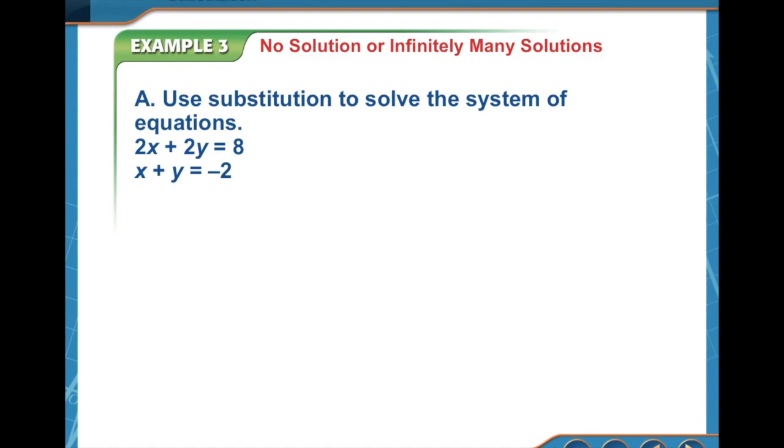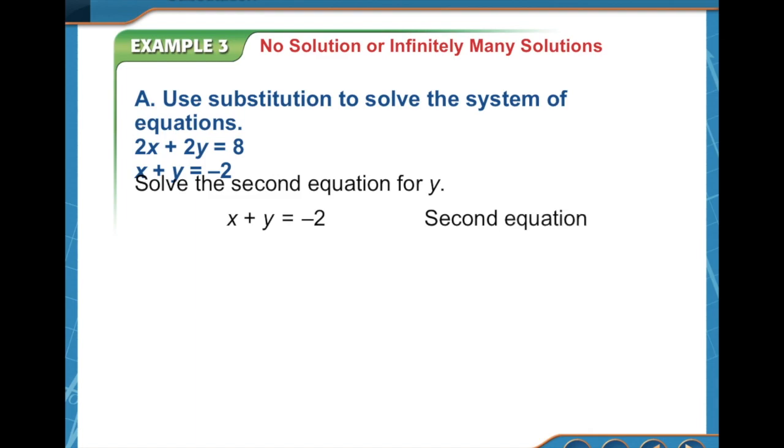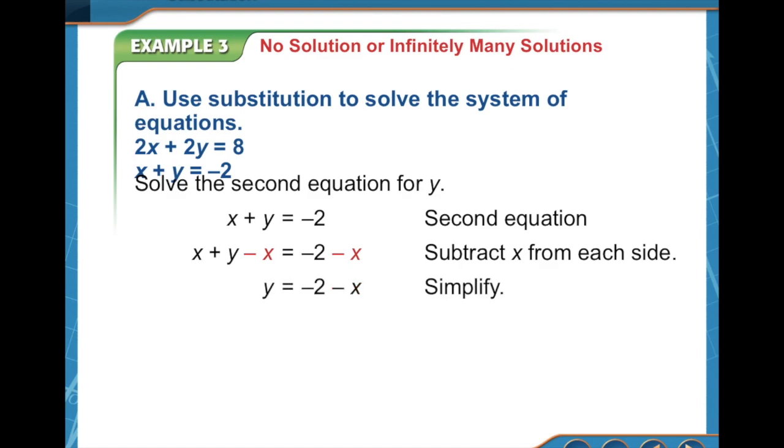So let's do some substitution. First, we have to solve one of our equations for a variable, so it's all by itself on one side of our equal sign. The second equation is simpler, so it's faster to manipulate. So we can solve for either. Say we solve this one for y by subtracting an x on left and right. If we do that, y equals negative 2 minus x.